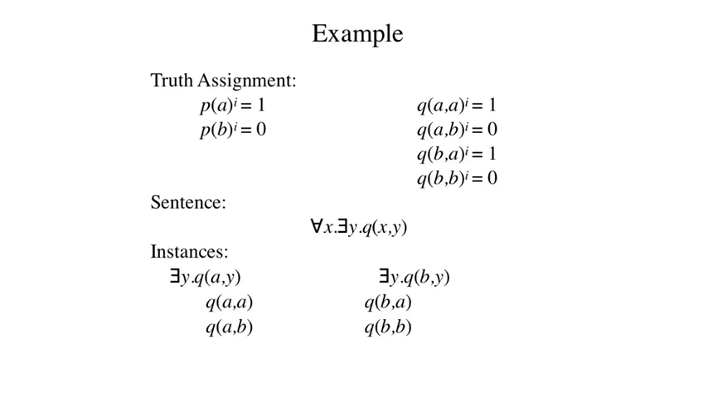Now let's consider a case with nested quantifiers. Is for all x there exists a y, Q of x, y true or false for the truth assignment shown here? As before, we know that this sentence is true if every instance of its scope is true. The two possible instances are shown here. To determine the truth of the first of these existential sentences, we must find at least one instance of its scope that's true. The possibilities are shown here on the left. Of these, the first is true, and so the first existential sentence is true. Now we do the same for the second existentially quantified sentence. The possible instances are shown here on the right. Of these, again, the first is true, and so the second existential sentence is true. Since both existential sentences are true, the original quantified sentence must be true as well.